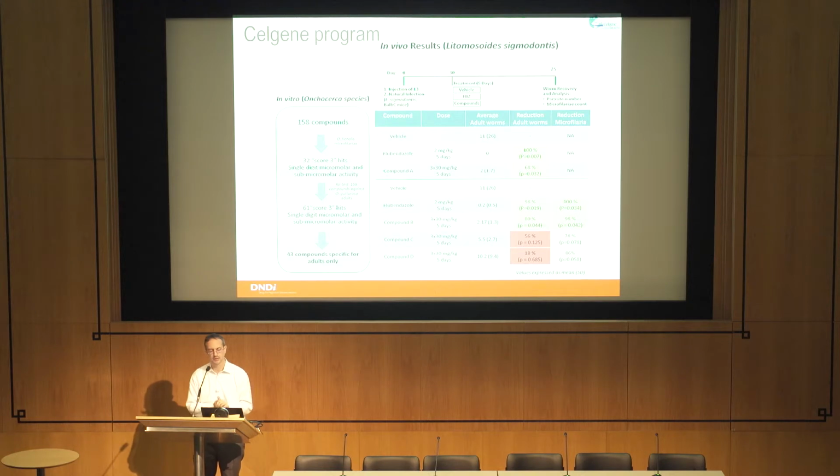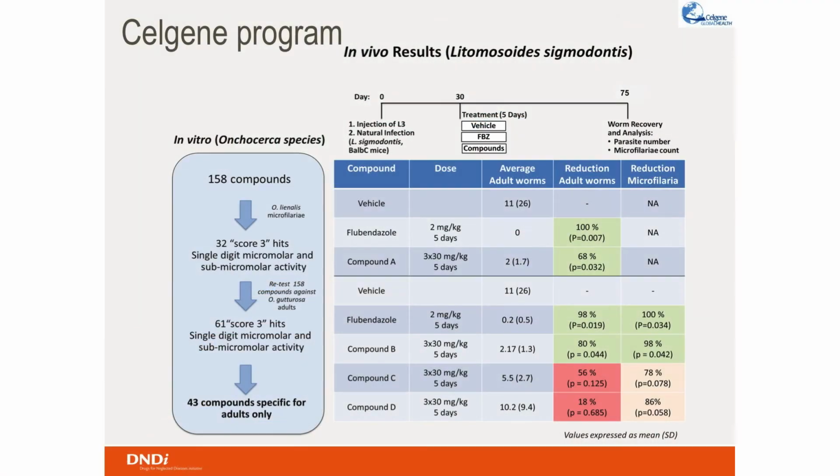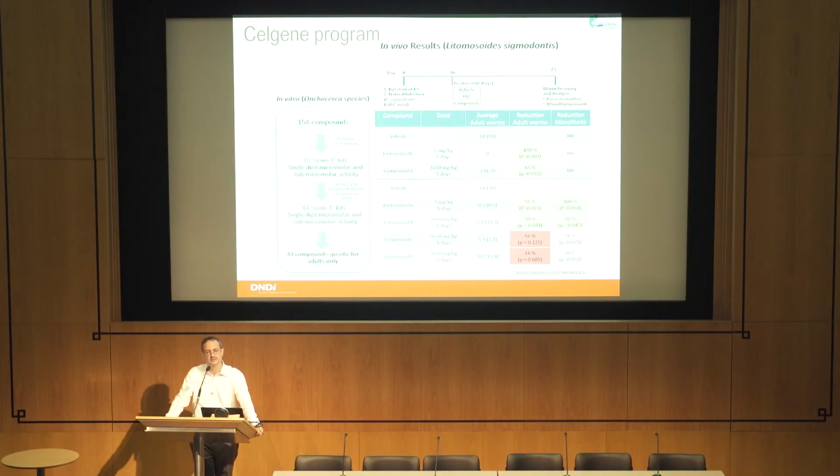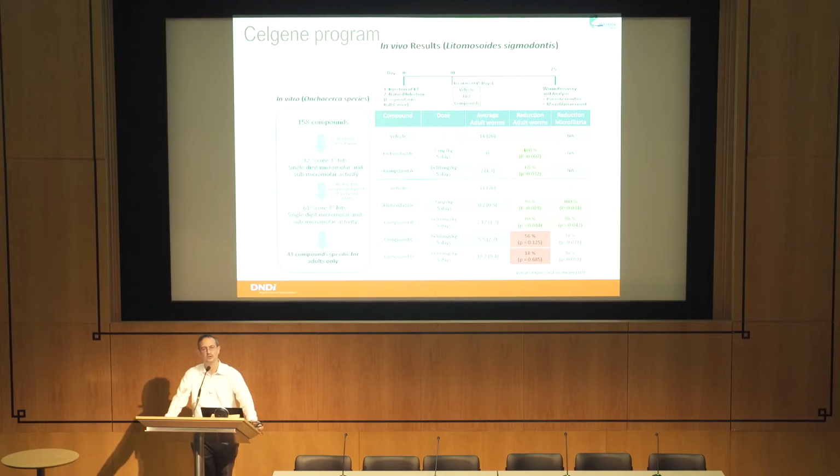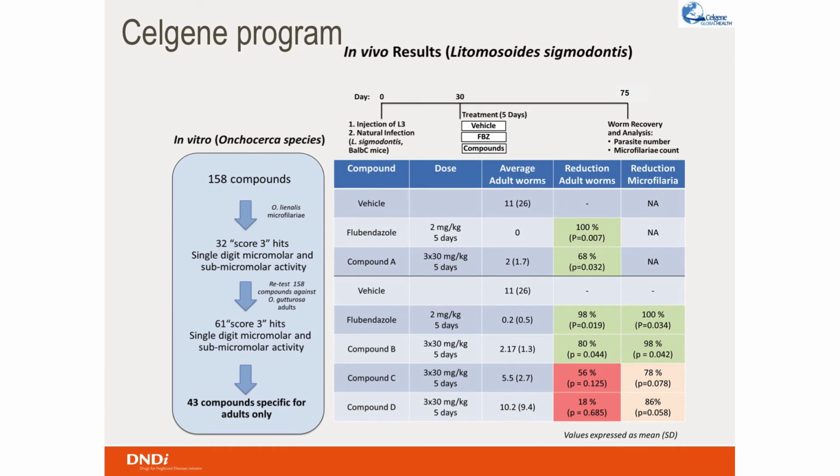Just as an example here, I'm taking the example of the Celgene compound. We started by screening a focused set of molecules, a very small number, about 160 molecules. We screened them against microfilariae and identified some hits. We then rescreened the entire library against adult parasites, and we identified some compounds which have selective activity against adult worm, which is extremely attractive because then you could treat patients co-infected with loiasis. And these molecules were then tested in a murine efficacy model.